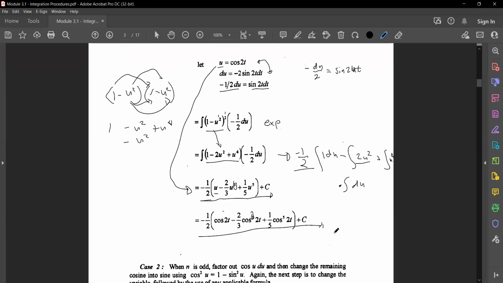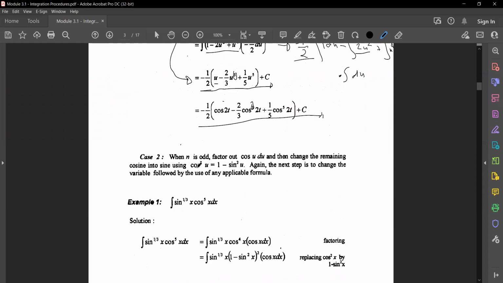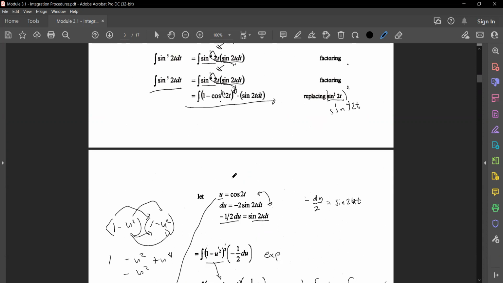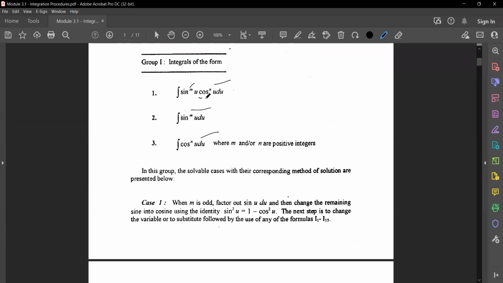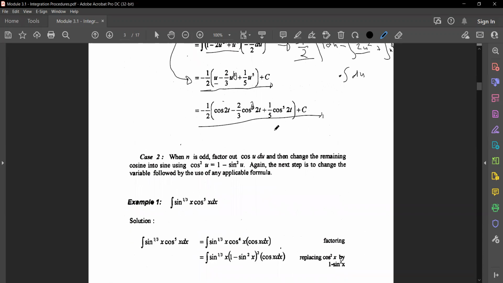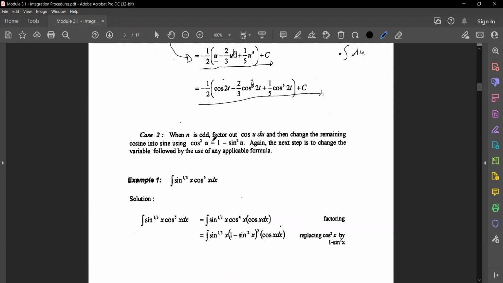Sir, what if even? Yan. So dito tayo sa case 2. Okay? So for the case 2, this is when n, ito yung sa second na, no? Sa second term na natin sa ito. Ito. Dito na tayo. So what if even to? So case 1 dito tayo sa first term, case 2 dito sa second term. Yan. So when n is odd, okay, so when n is odd, factor out cosine u du. And then, yun din yung gagamitin natin for the process. So the same lang din, pero pinagbaliktad na natin yung cosine at sine.